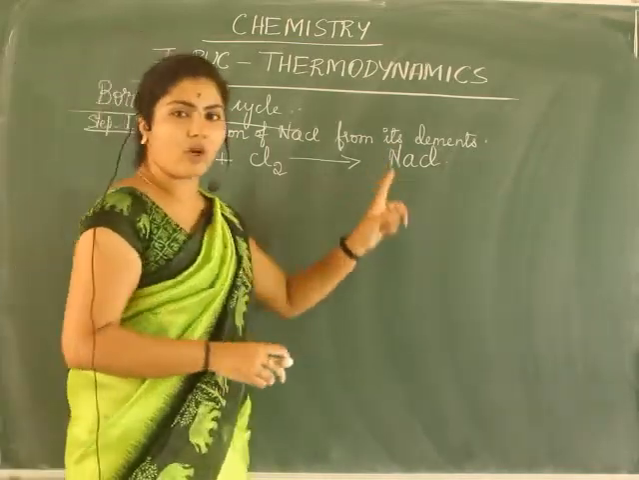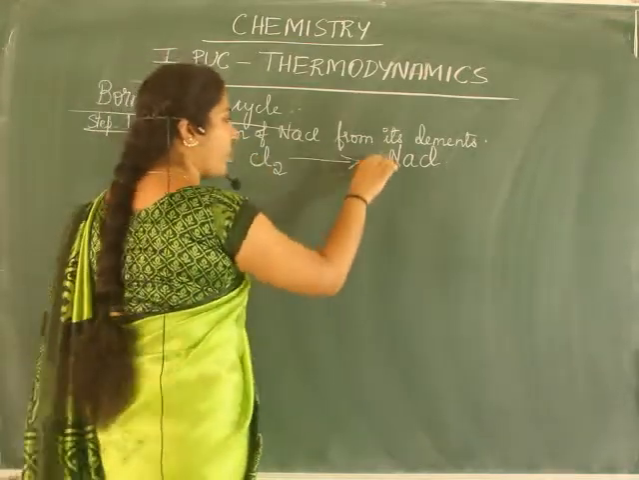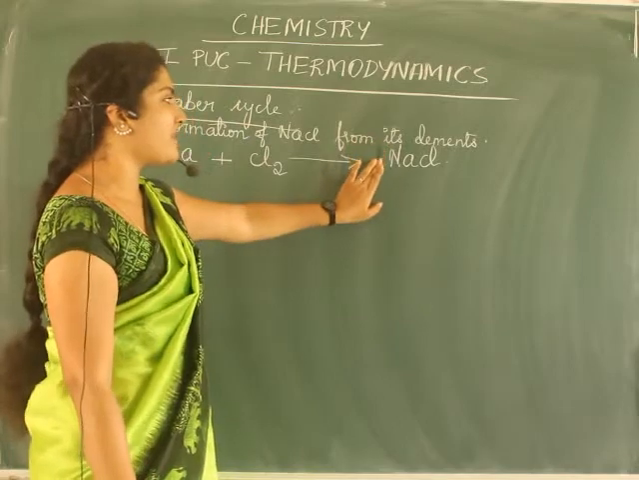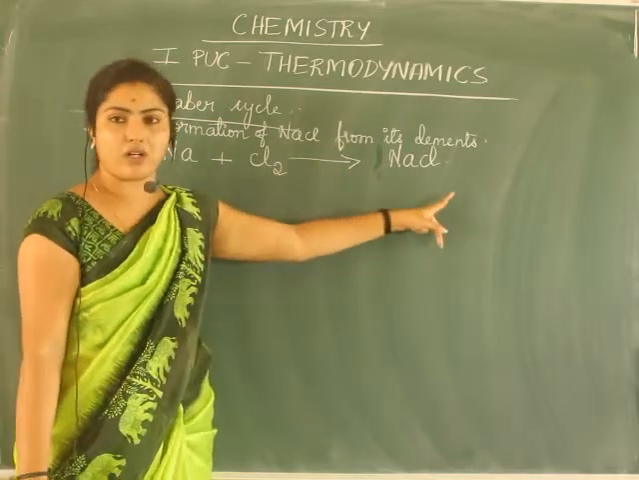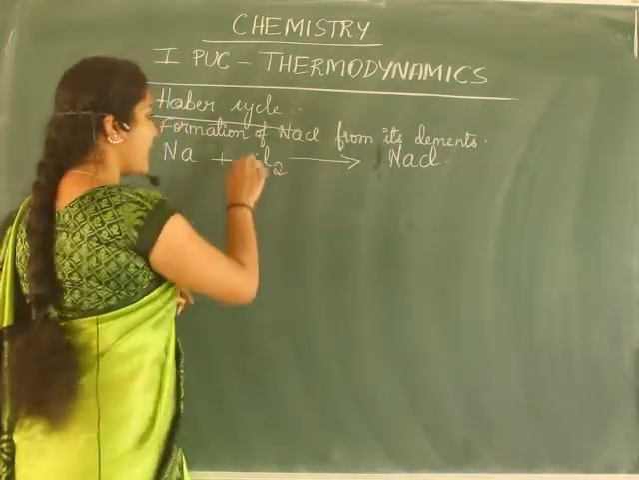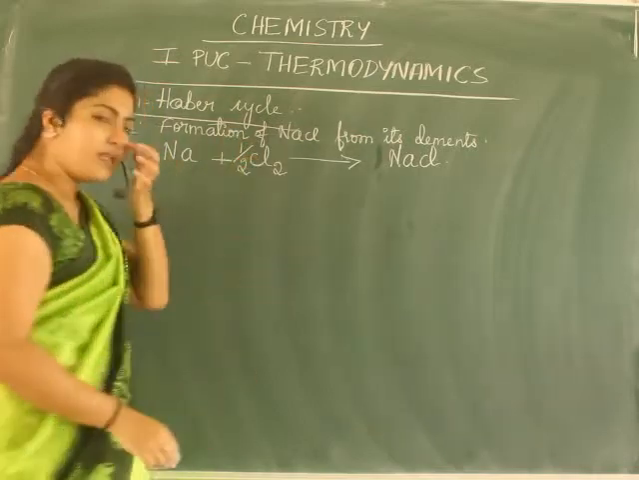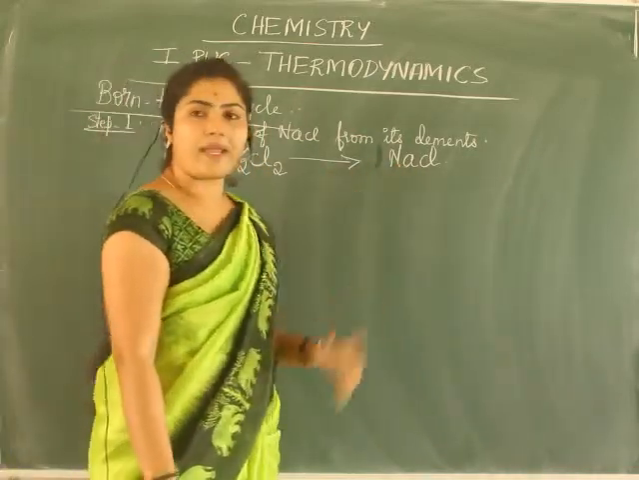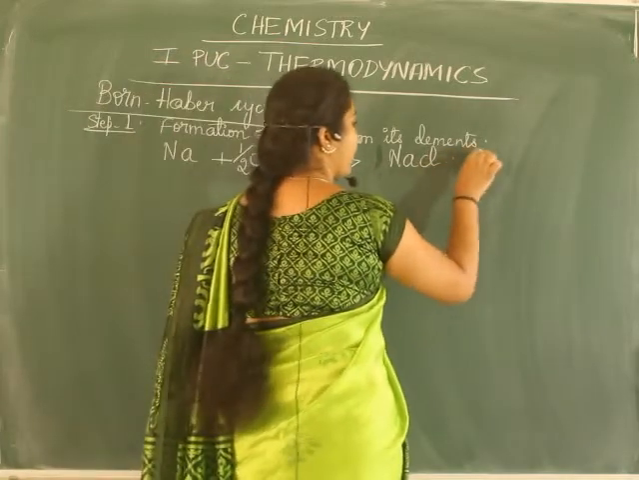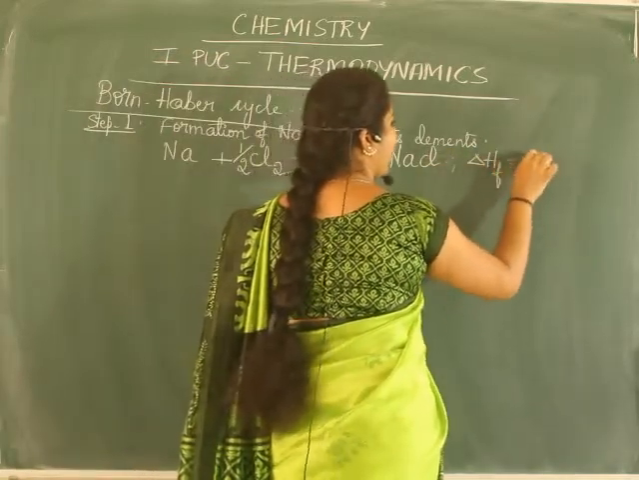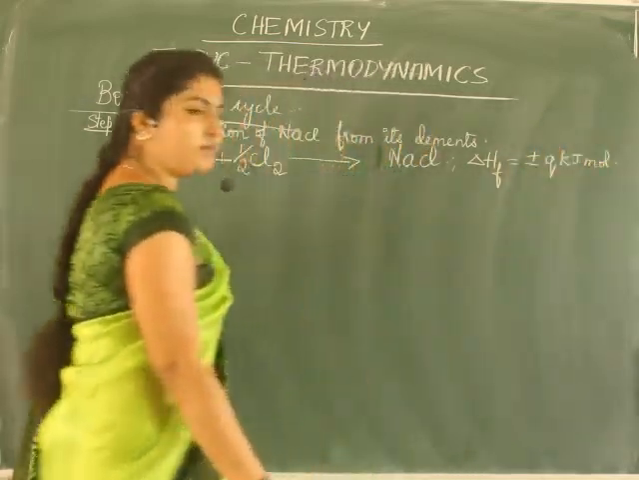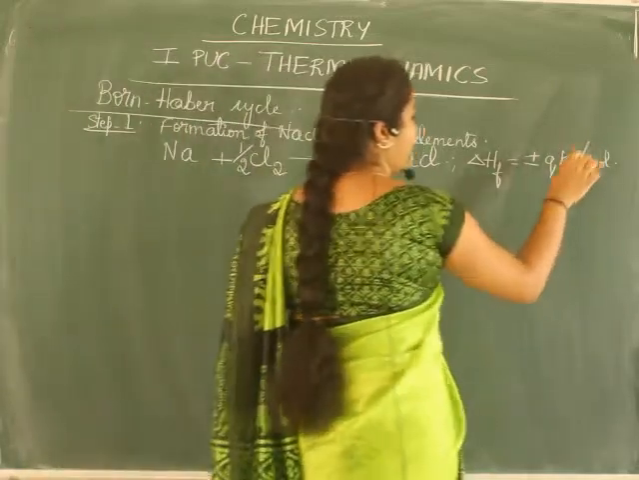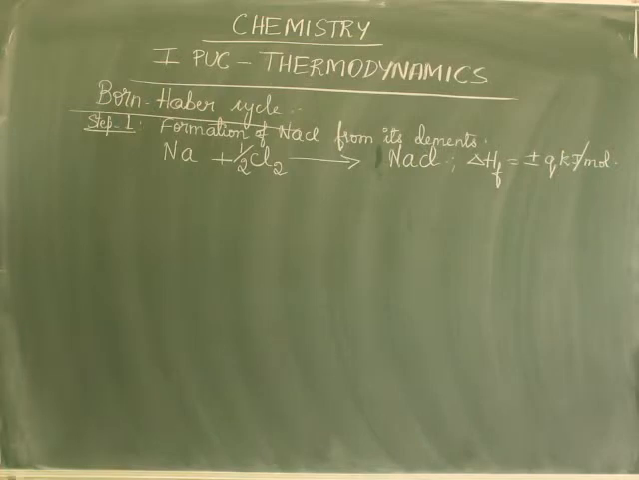Now NaCl formation means formation of 1 mole of a substance from its constituent elements. So we are not going to balance here. Sodium is 1, chlorine is 2, but here chlorine is 1. So how should I balance it? By writing a fraction, 1 by 2. So half of Cl2 will combine to form NaCl. Now here I have to write delta H of formation is equal to plus or minus Q kilojoule per mole. This is the first step you will mention. Hope I'm clear with it.